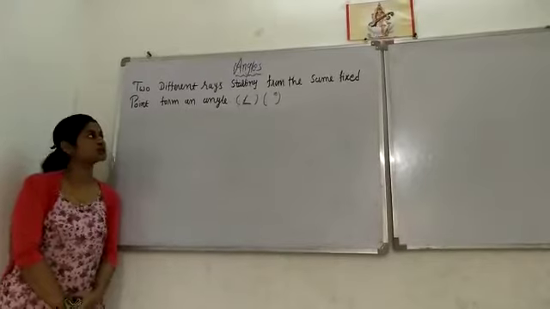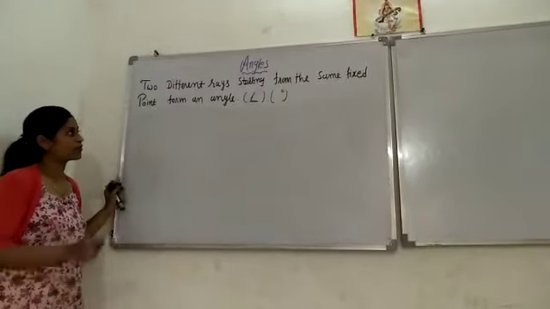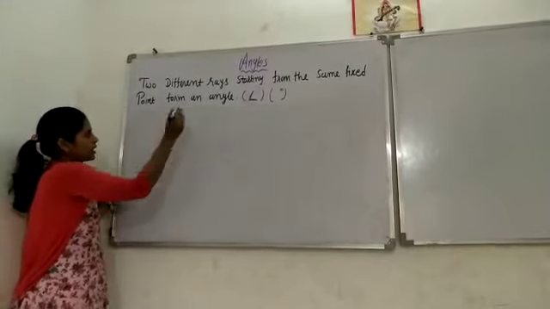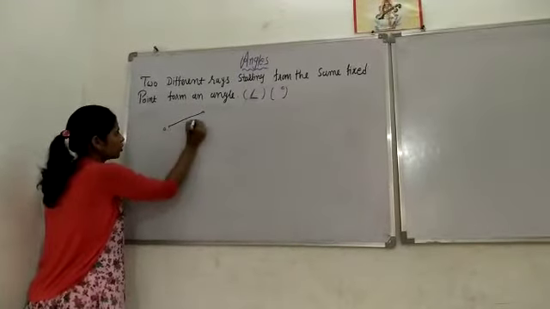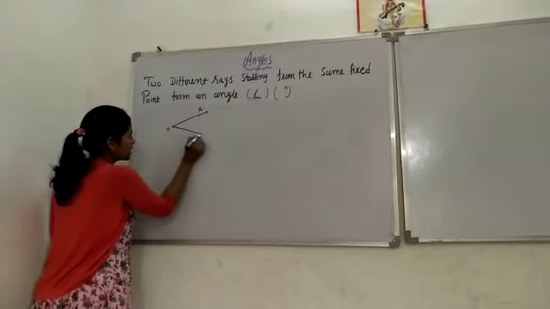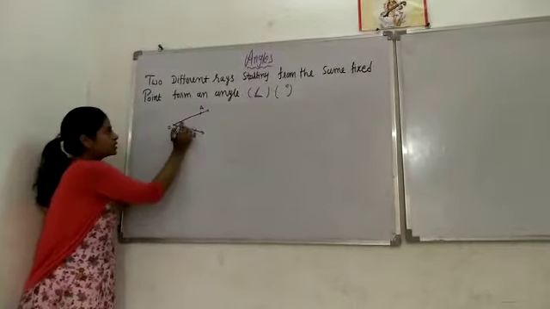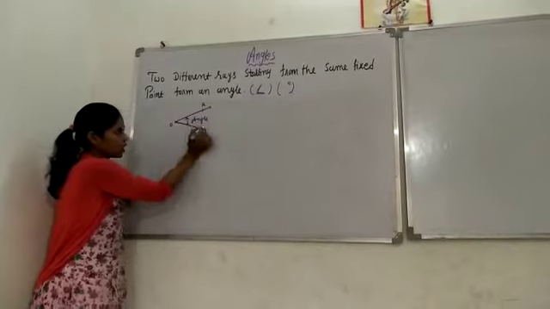Today I teach you the concept of angles. What do you mean by angles? Two different rays starting from the same fixed point form an angle. You take the first ray OA and the second ray OB, whose starting point is common. These two rays form an angle. So this is called an angle.